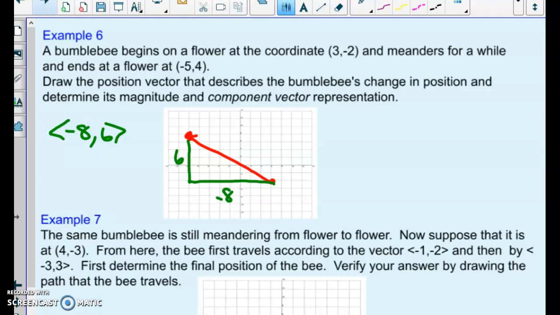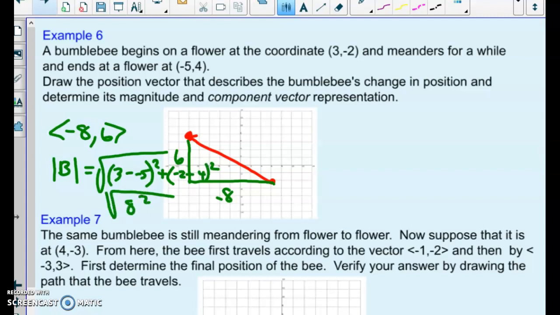So my vector in component form would be -8, 6. And if I want to find the magnitude of my bee's movements, we would use the square root of, we could use the points that are given. So I'm going to use 3 minus -5 squared plus -2 minus 4 squared. And shocker, we get that 8 and 6 numbers. And we know that that's going to turn out to be 10 because it's the 3, 4, 5 times 2. Magnitude is 10. Component vector we found was -8, 6. I think we found all the stuff that we needed to.